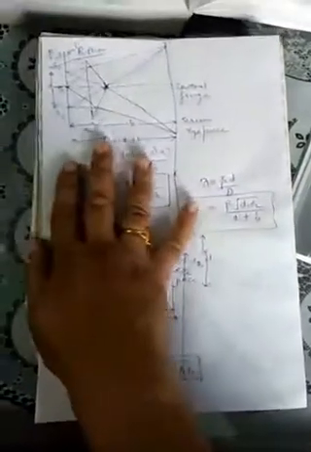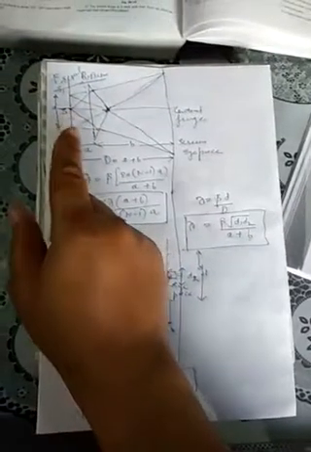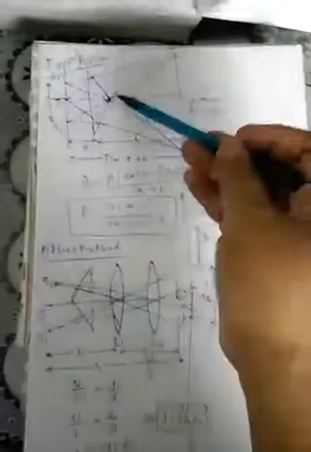So we are going to do the applications of division of wavefront. One application was Young's double slit experiment, then Fresnel biprism, and third is Lloyd's mirror. According to the syllabus, we are going to discuss the Fresnel biprism, and we can discuss this in two different parts.